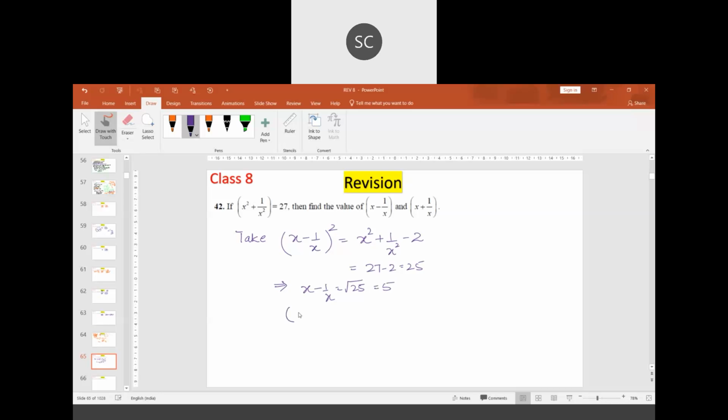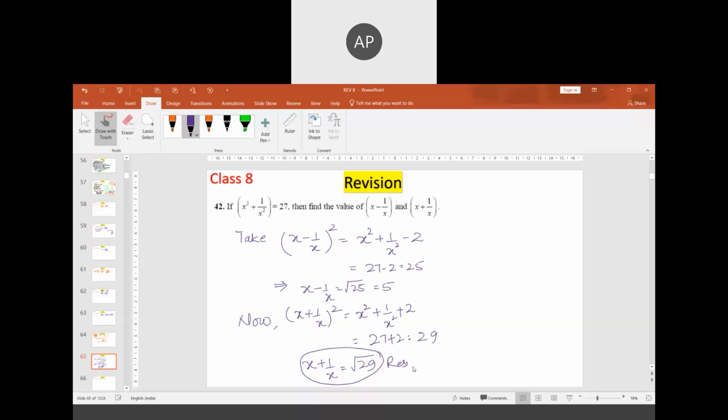Now if you take x plus 1 by x whole square, this will be x square plus 1 by x square plus 2. Instead of minus 2, now it will be plus 2. 27 plus 2 is 29. So x plus 1 by x will be the square root of 29. This root 29 is the result.